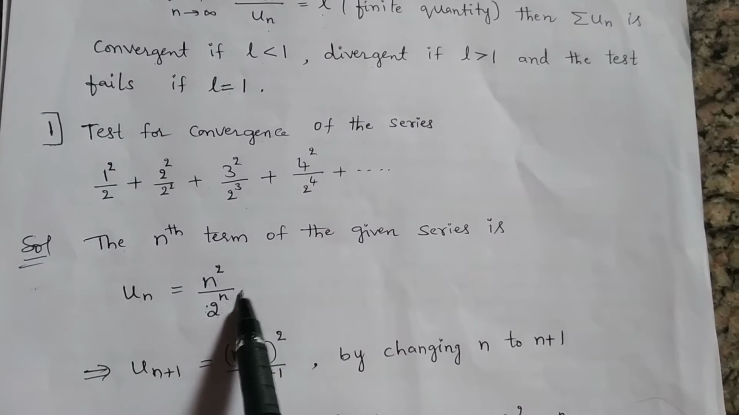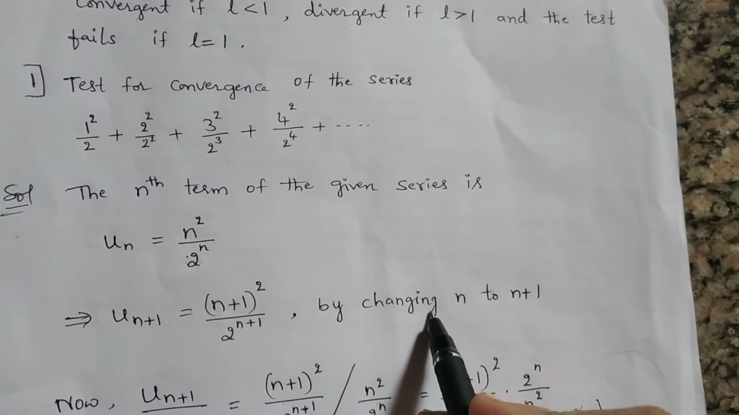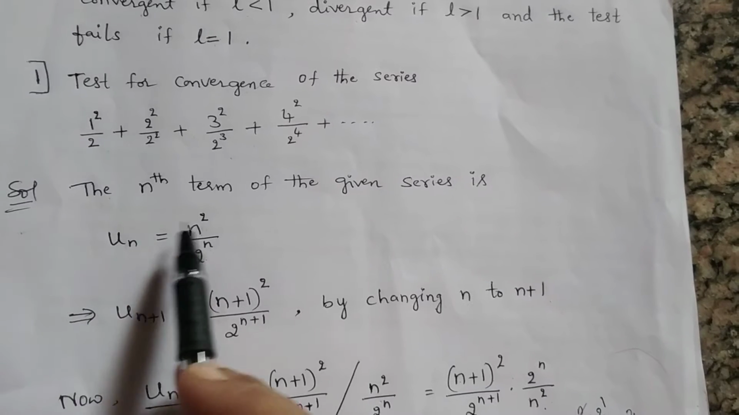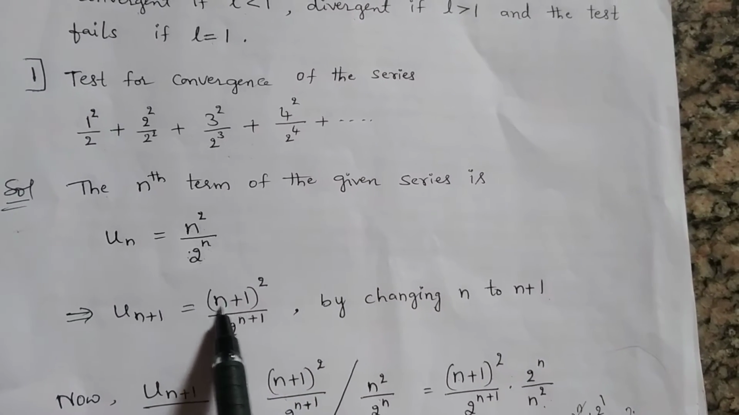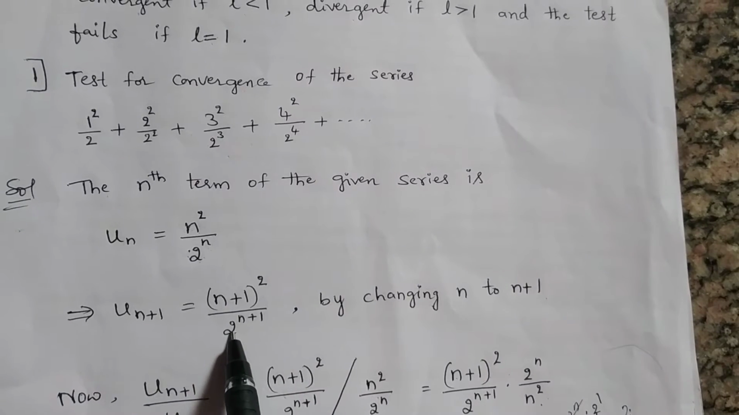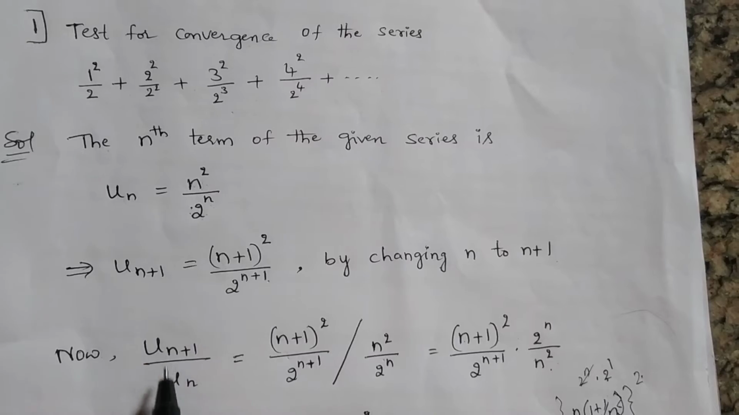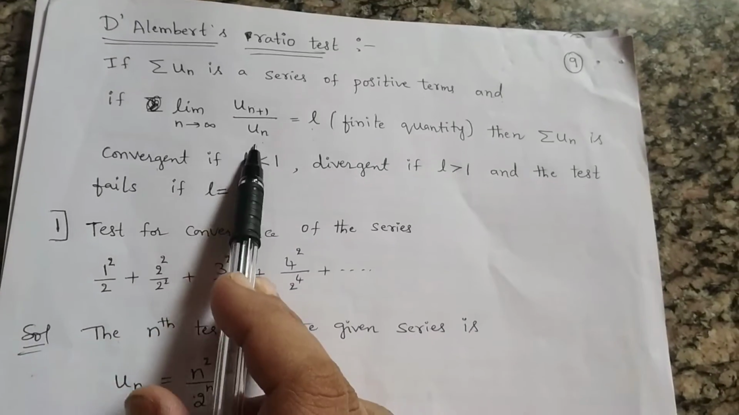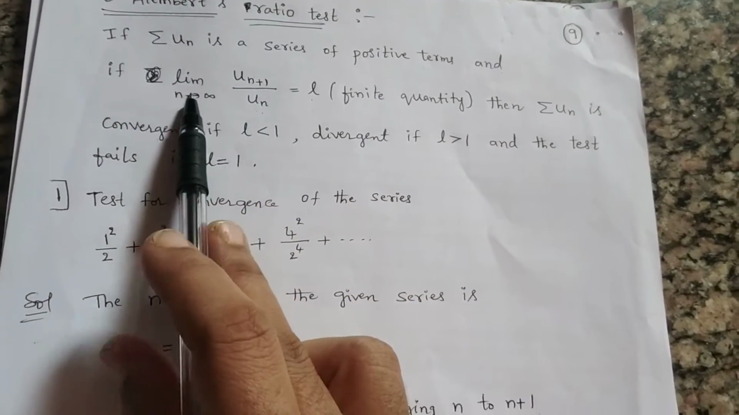After finding un, find un plus 1. To find un plus 1, we need to just change n to n plus 1. Wherever you have n, replace n by n plus 1. Now n plus 1 the whole square, denominator 2 to the power n plus 1 we got. Now take the ratio of un plus 1 divided by un according to D'Alembert's ratio test. Find the ratio. Later apply limit.